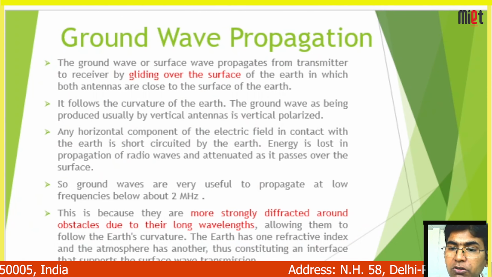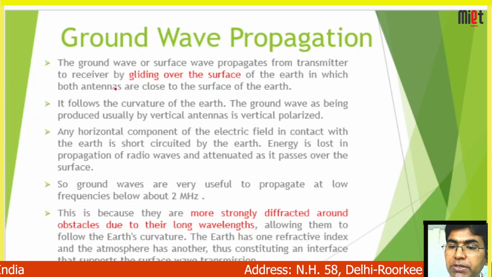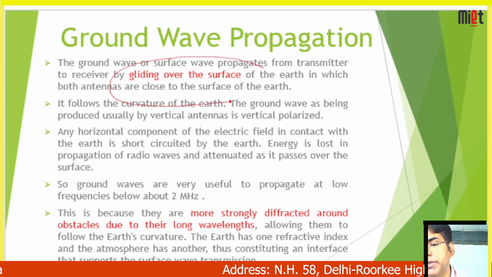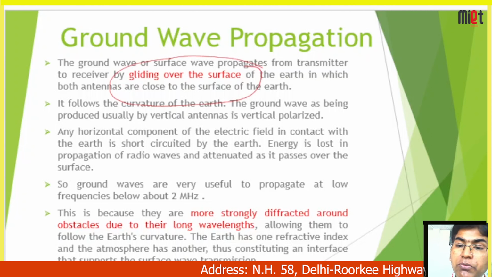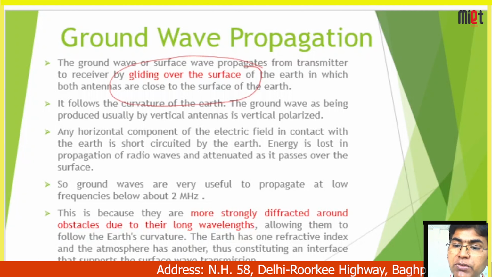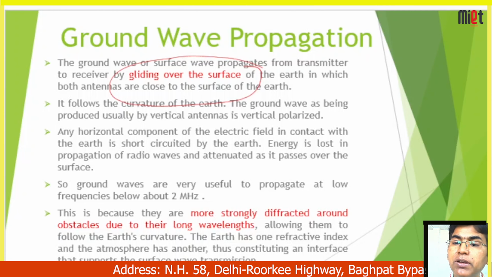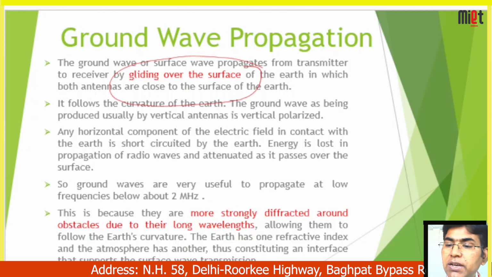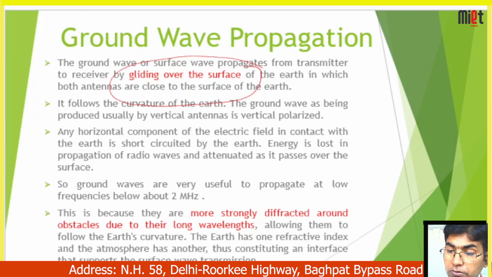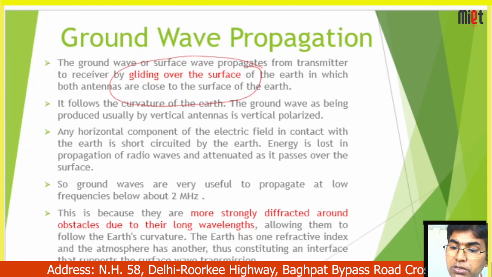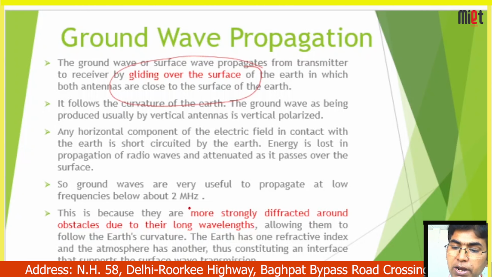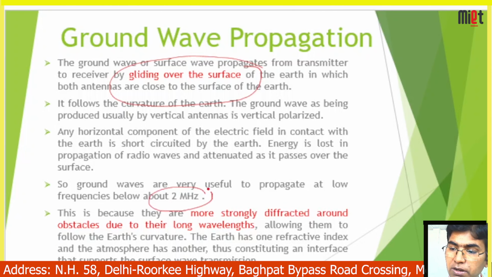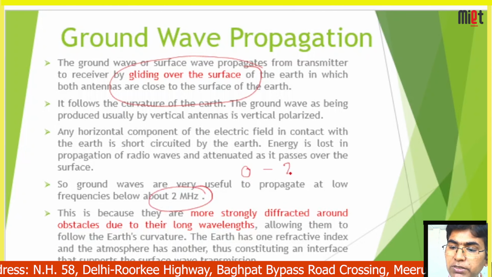I have told you that in ground wave propagation, the electromagnetic wave will glide over the surface of the earth. Glide over the surface of the earth means the electromagnetic wave will travel on the surface of the earth. In this phenomenon, it will collide with the obstacles available on the earth. And to avoid signal loss, we use frequencies below 2 megahertz. Means 0 to 2 megahertz frequencies are used in ground wave propagation.